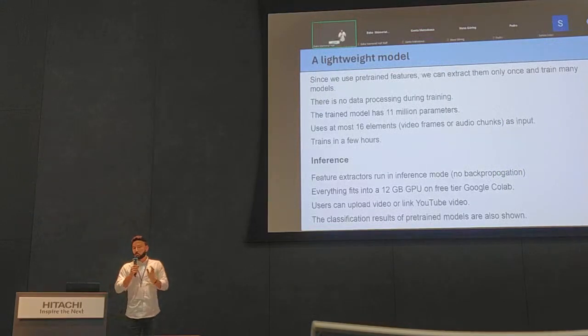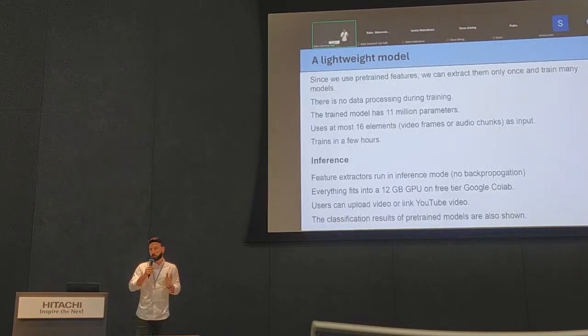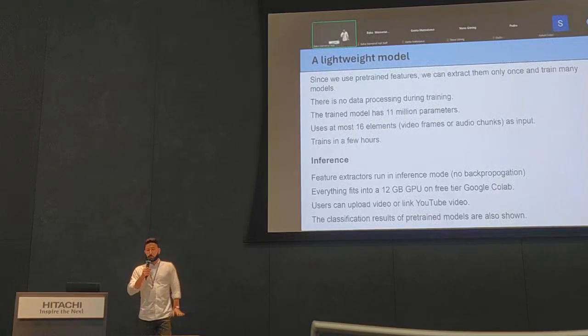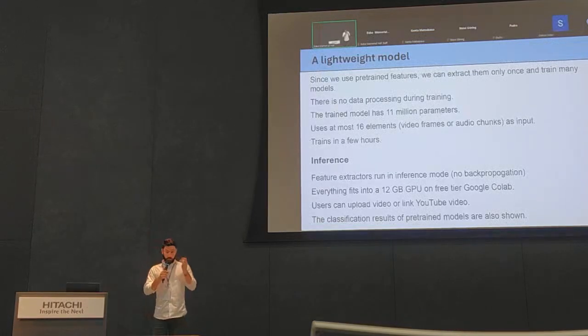Since we use pre-trained networks, we can extract these features only once for the dataset and train many models. You know, as a PhD student, time is very important for us. So I don't have to process these over and over again. I processed them once, put them on my hard drive, and during training I can just pull them from the hard drive and train many models. And there's no data pre-processing during training. Overall, the trained model has 11 million parameters. These are the learnable parameters. It uses at most 16 elements per feature, so 16 video frames or 16 audio chunks as input. And it trains in a few hours, which is really cool.